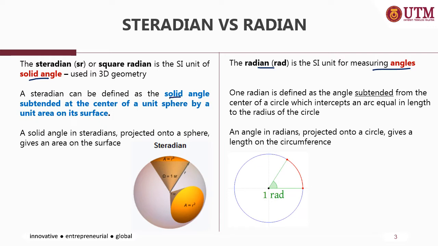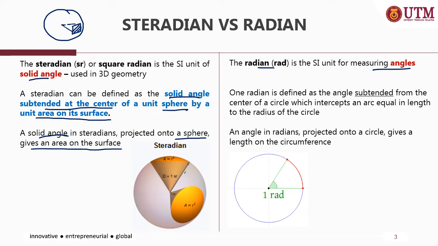Steradian can be defined as the solid angle subtended at the center of a unit sphere by a unit area on its surface. So you have a sphere, and then you have a surface, and it is subtended from the center of the sphere. This will make up a steradian. A solid angle in steradian projected onto a sphere gives an area on the surface. It is projected onto a sphere, but this can be represented by a square having the radius equal to r.